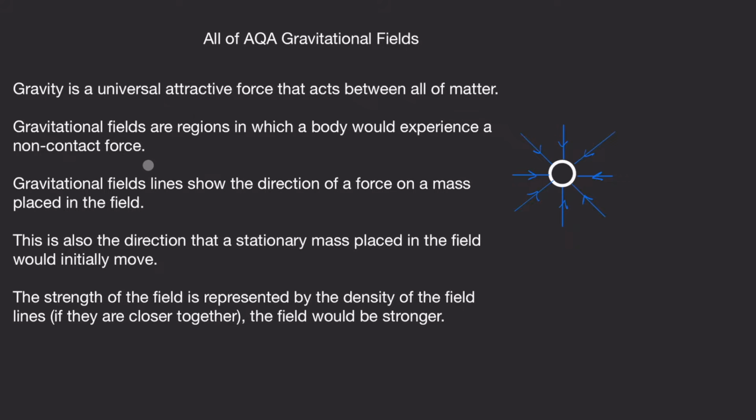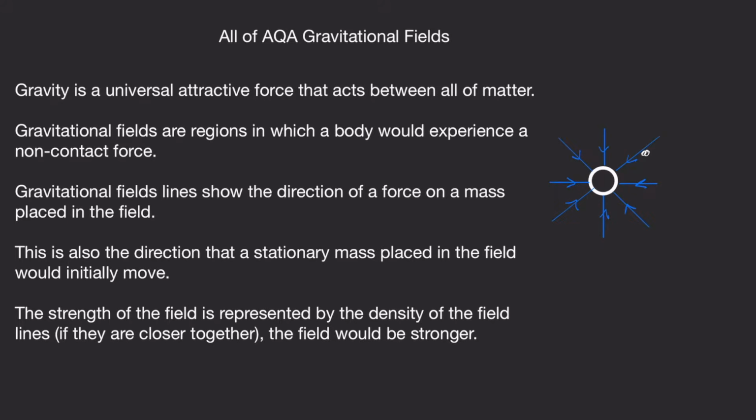Gravitational fields, and just fields in general, are a region in which a body would experience a non-contact force. The gravitational field lines show the direction of a force on a mass placed in a field. So what does that mean? If I placed my mass over here, the gravitational force will be along this line towards the mass. If I place it here, it will be along this line towards the mass. This is also the direction that a stationary mass placed in the field would initially move.